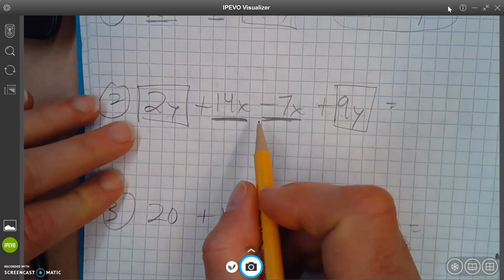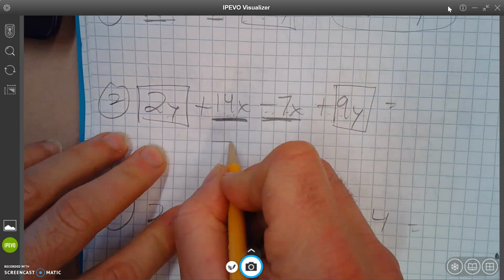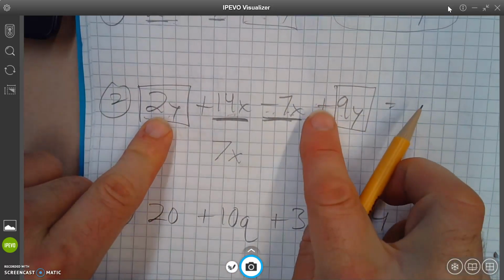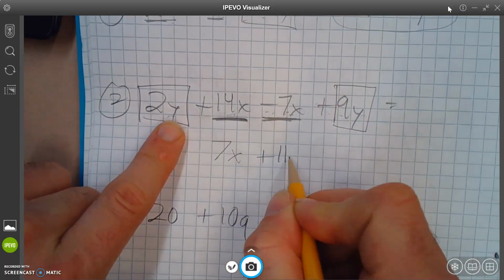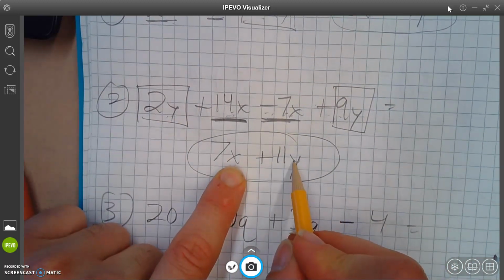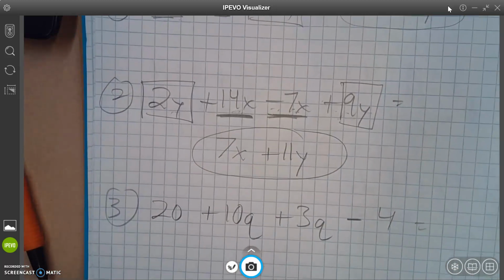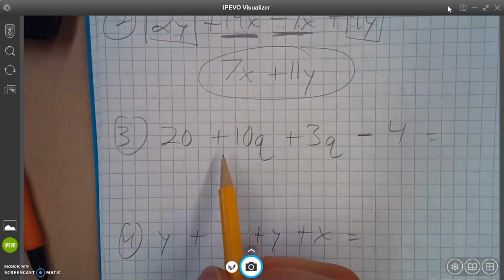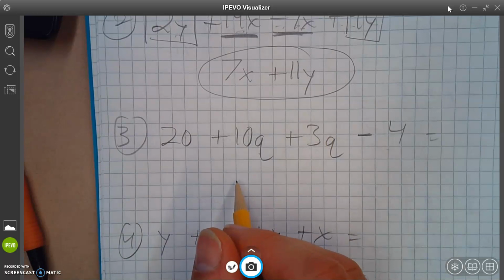Okay. So 14 minus 7, I can do that. 14 minus 7 is 7x. And then 2y plus 9y is 11y. Generally, you're going to have the x first and the y because that's the way it is in the alphabet. But if you have it reversed, that's okay too. Nice job. Number 3 with the q's and the constants. Ready, set, copy it down, try it on your own. Go.